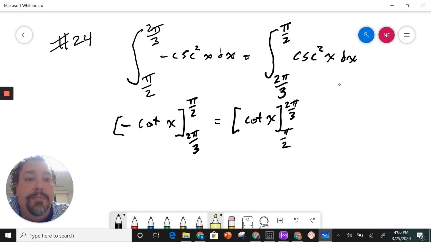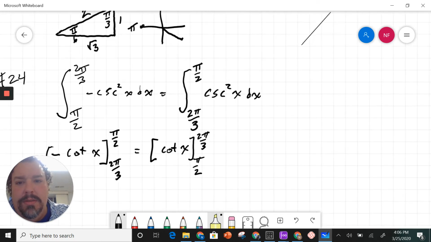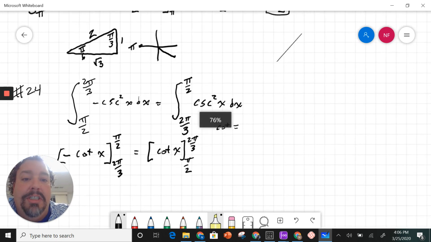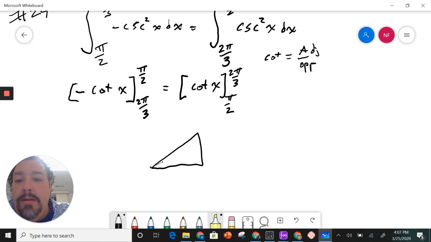And cotangent, remember, is the reciprocal of tangent. Cotangent is the reciprocal of tangent. Tangent is opposite over adjacent, so this one is going to be adjacent over opposite. And again, we're going to use our special triangle of pi over 6 and pi over 3. And this is 2, and this is 1, and this is square root of 3.